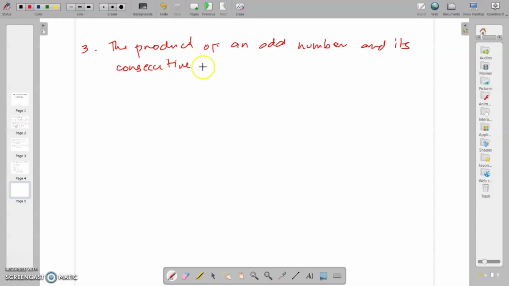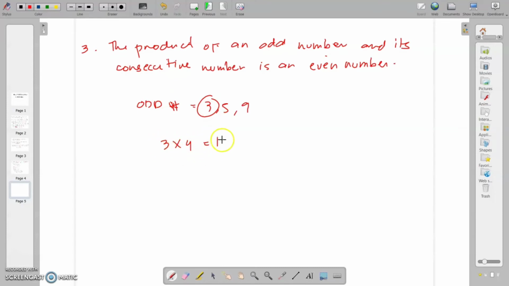Consecutive number is an even number. So it's similar to number 1 in the question. For example, take the odd numbers 3, 5, 9. Halimbawa, 3: its consecutive number is 4. 3 times 4 equals 12.